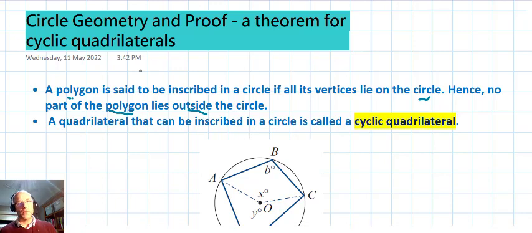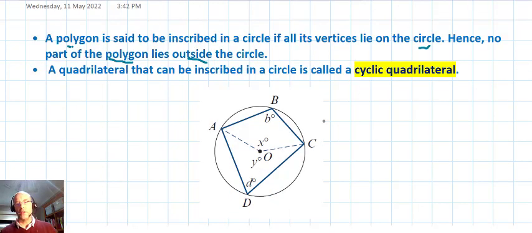So if we know what inscribed means, we can then define a cyclic quadrilateral. A quadrilateral, a four-sided polygon, that can be inscribed in a circle is called a cyclic quadrilateral. And here's a picture of one. There we see A, B, C, D in its natural habitat. Isn't it splendid? So, provided it is a polygon, four-sided, a quadrilateral, and it's inscribed in a circle, it is cyclic.